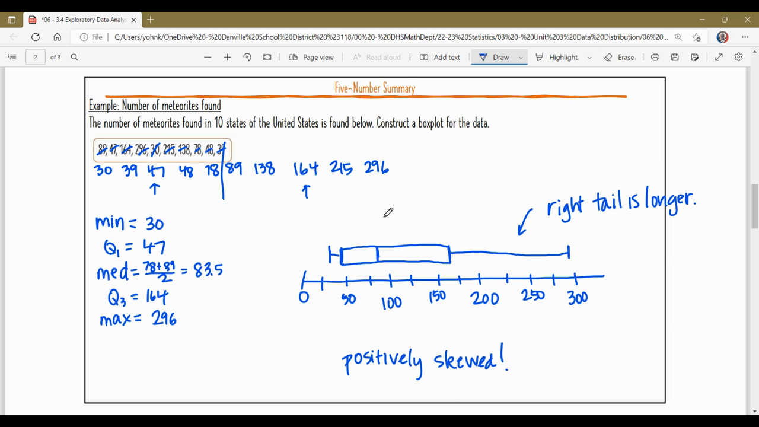I can also see that the bottom half of my data is a lot smaller in width than the top half of my data, which means the top half is really spread out and the bottom half is really close together. So that can tell you a lot about your data.